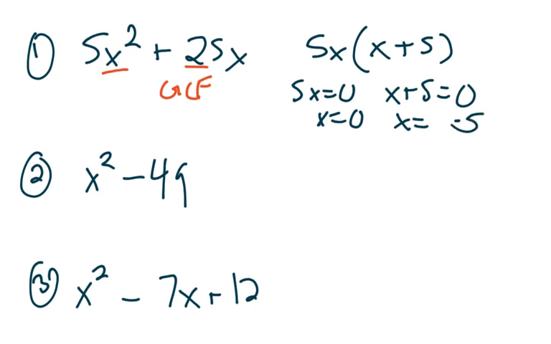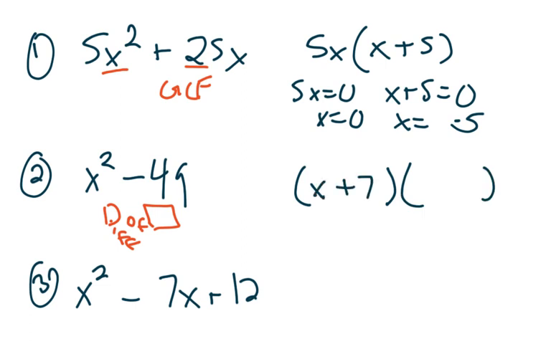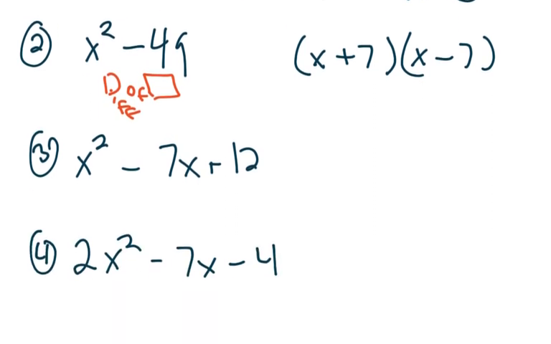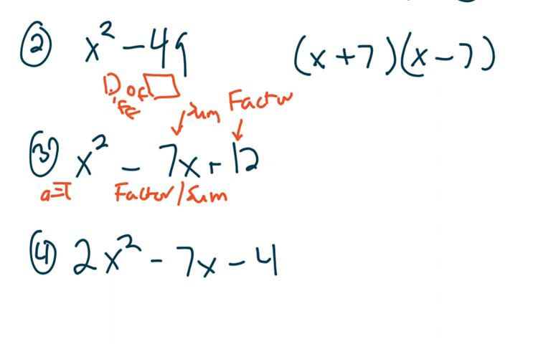2 is a difference of squares. So it's where you take the square roots, one's plus and one's minus. So this would be x plus 7 and x minus 7. And again, if we were solving for 0, you'd set each of your parentheses equal to 0. Trinomials where a equals 1 is a factor sum. So I'm finding factors of 12 that have a sum of negative 7. So two numbers that multiply to 12 and add to negative 7 would be negative 3 and negative 4. So this would factor into an x minus 3 and an x minus 4.